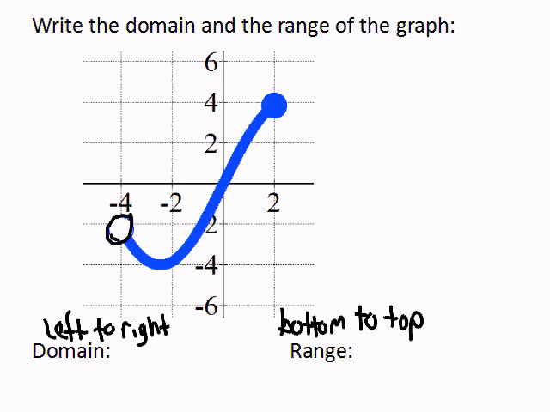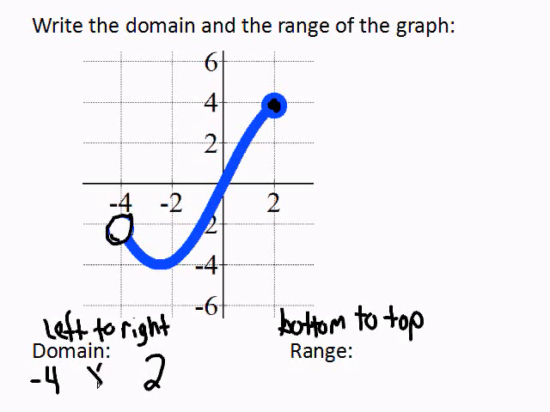So for the domain, how far to the left does the graph go? Where would Heidi start her walk? The answer is at -4, so we write -4. How far to the right does Heidi go on her walk? If she were to walk along that graph, she would stop at +2. Notice we're moving from left to right. If she went along the hike, she'd hike along this portion right here. So she would stop at +2, and we write +2.